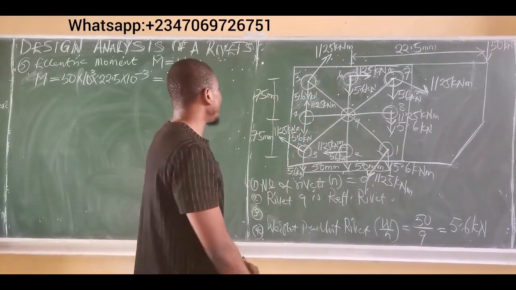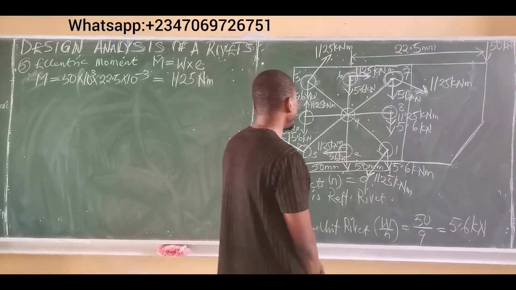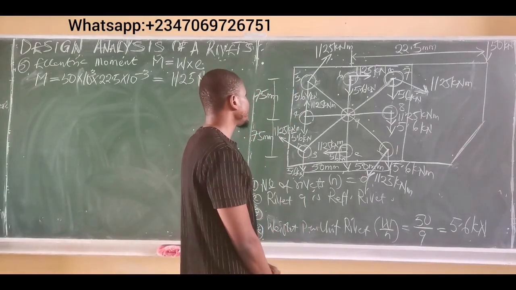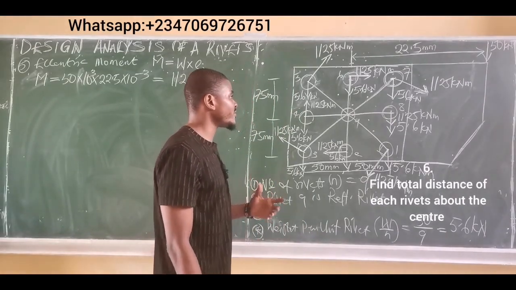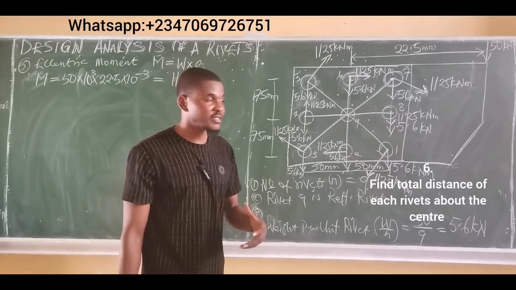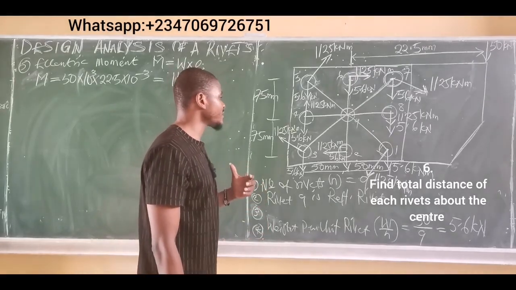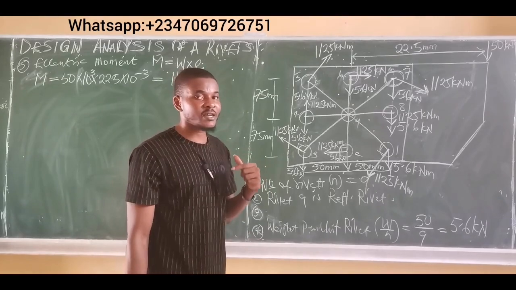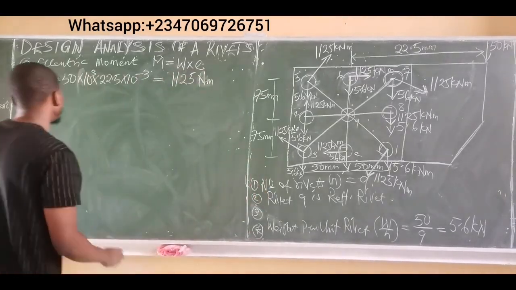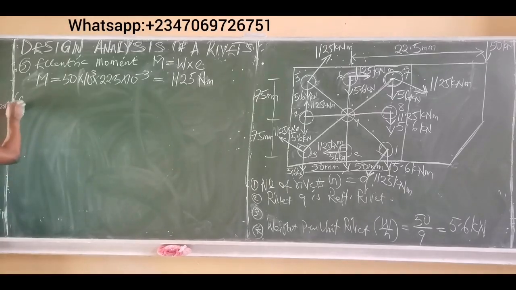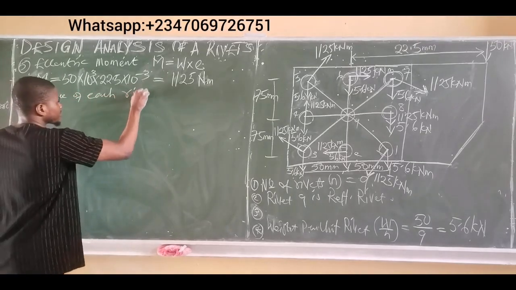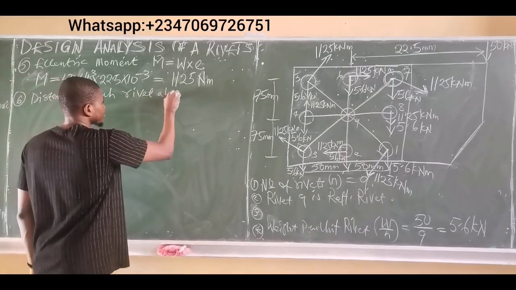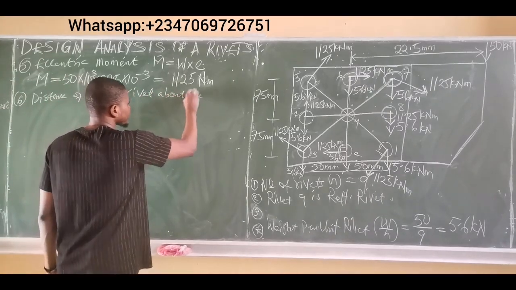All right, so after this step, the next step, which is the sixth step, is to find the total distances of each rivet about the central rivet. The sixth step is to find the distance of each rivet about the center.